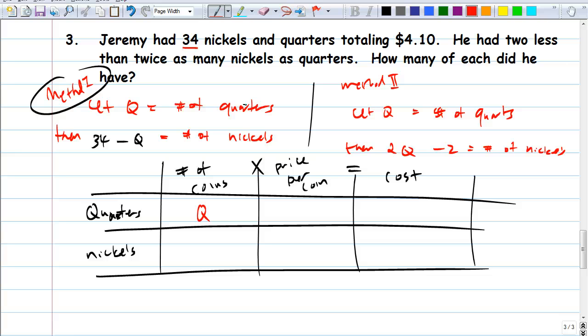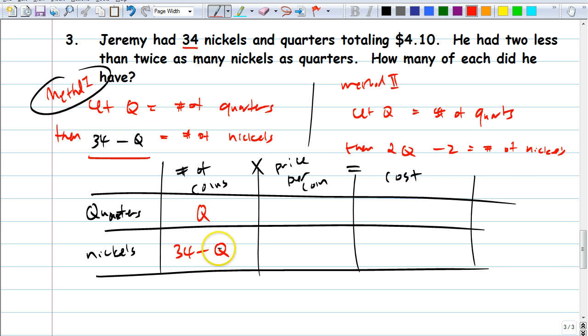How were you able to get 32? What did you do? You did total minus how many quarters you have, right? So if we have X number of quarters, how many nickels would you have? Total minus how many quarters, which would be 34 minus Q. Isn't that what we said right here? 34 minus Q. You see that, Joseph? Okay.